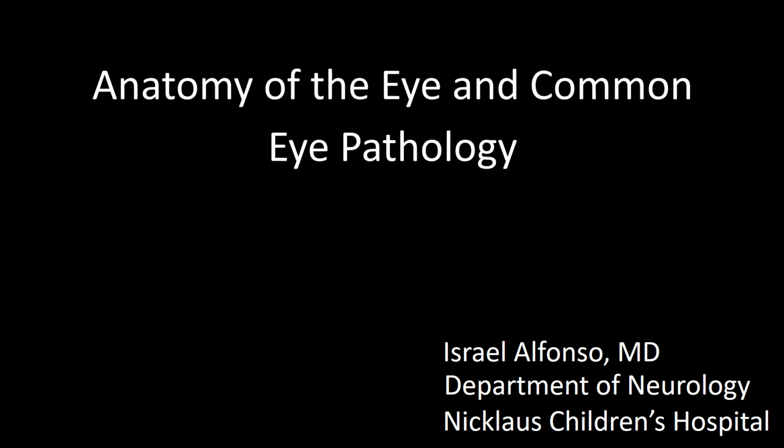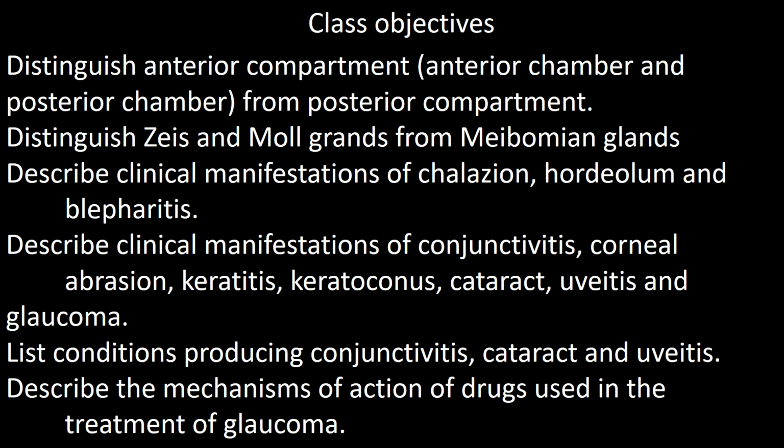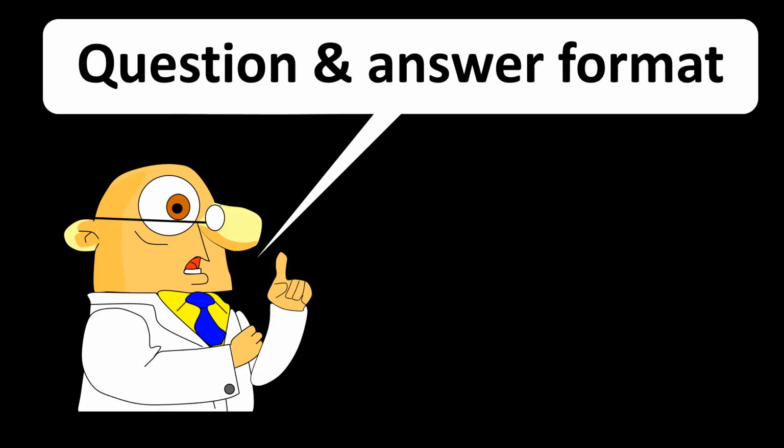The title of this talk is Anatomy of the Eye and Common Eye Pathology. These are the class objectives. You do not need to read them. We will use them to chart. This talk will be conducted using a question and answer format.